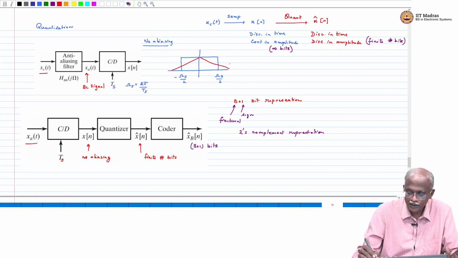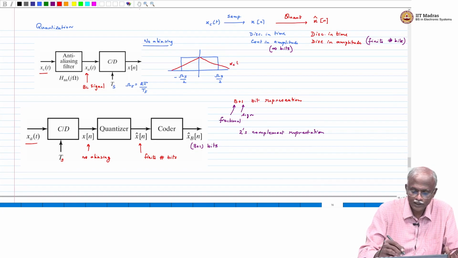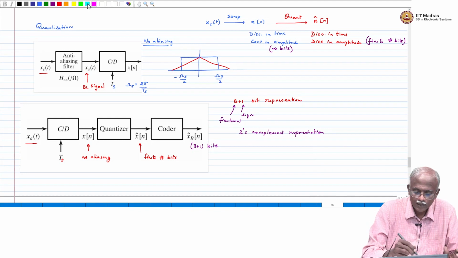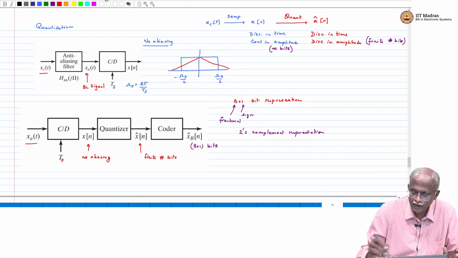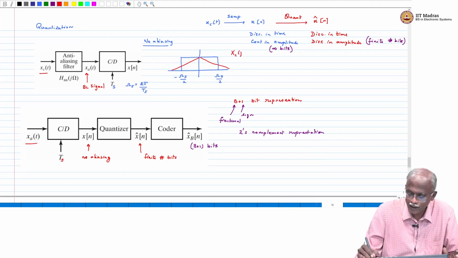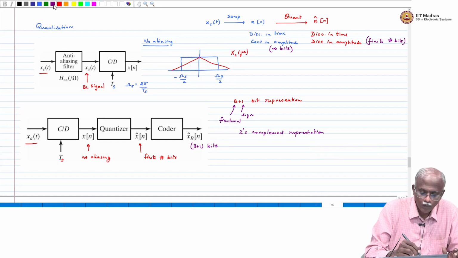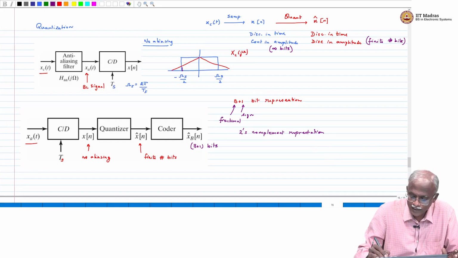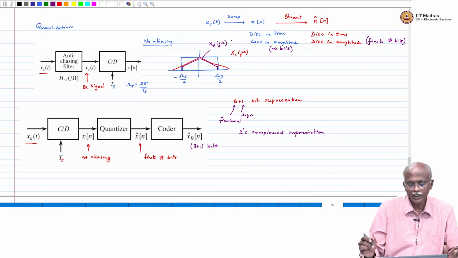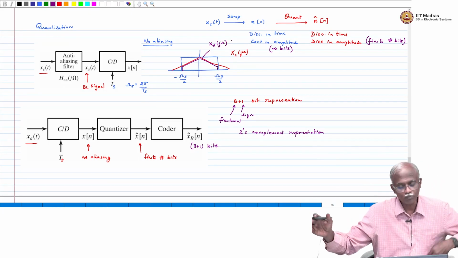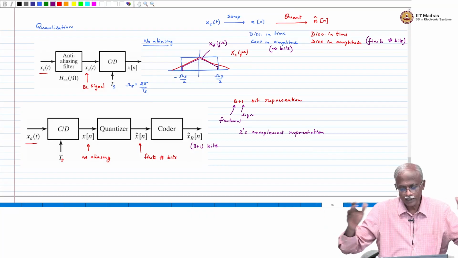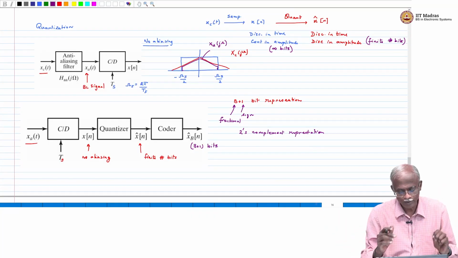Okay, so this is xc of j omega. Red is xc of j omega, and the spectrum of xa will be the purple one. Okay, so this is xa of j omega. Basically it cuts off that portion which lies outside the window, so that the Nyquist rate will be satisfied.